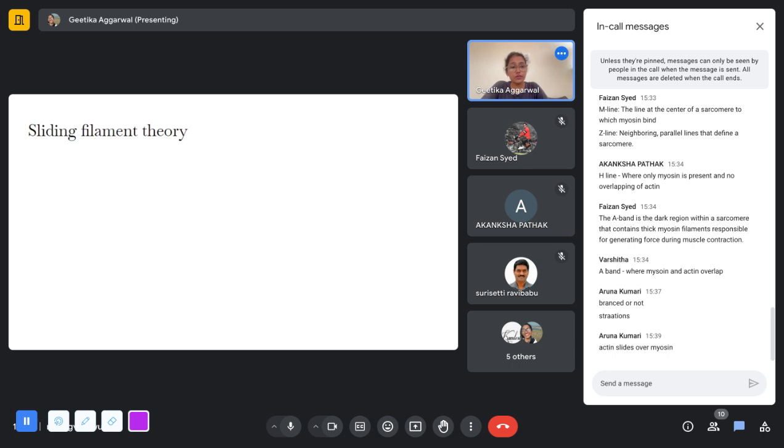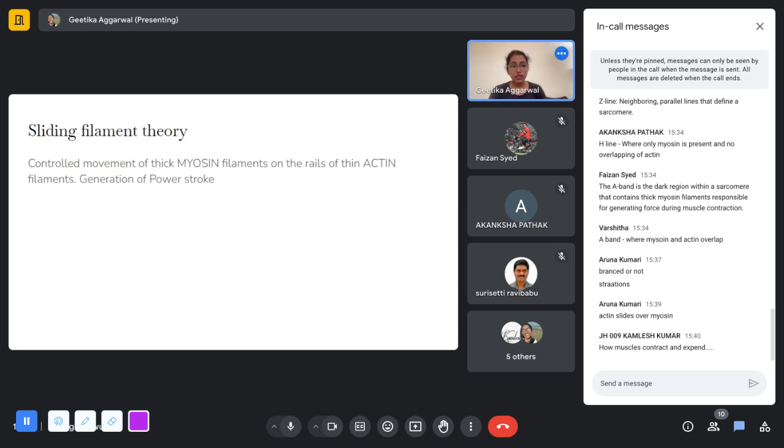Actin slides over myosin. Okay. So you've actually reversed it. Basically, the sliding filament theory talks about the controlled movement of the thick myosin filaments on the rails of the thin actin filaments. How muscles contract and expand exactly. So it also mentions how muscles contract and when they are in relaxed form. How does that happen? They're basically trying to answer that with the sliding filament theory.